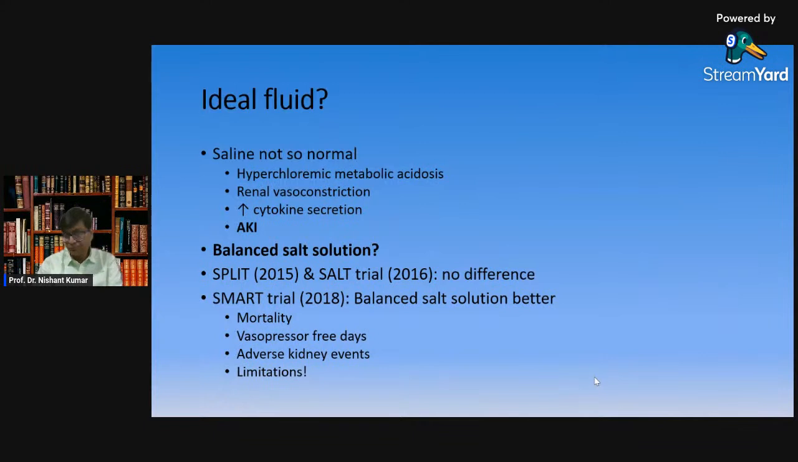So, what is the future? Ideal fluid, the search still continues, but what we know so far is that normal saline is not so normal. Problems are hyperchloremic metabolic acidosis, renal vasoconstriction, increased cytokine secretion, and increased chances of AKI. So, balanced salt solution, SPLIT and SALT trial, no difference. SMART trial, they said that balanced salt solution is better, mortality is low, vasopressor free days, adverse kidney events are low, but limitations as compared to RL and NS, definitely cost and availability. So that is one of the limitations of balanced salt solution.